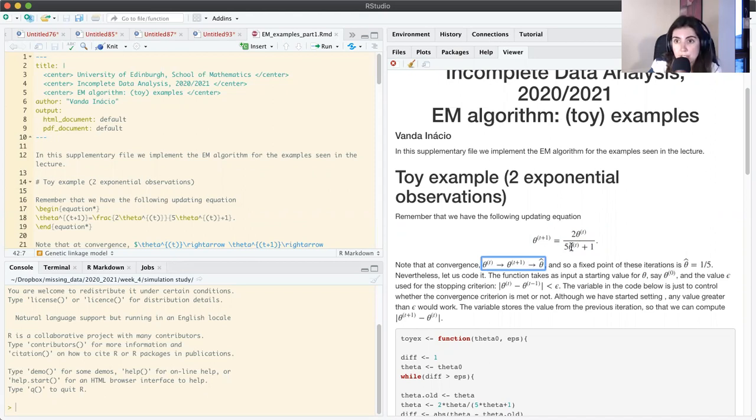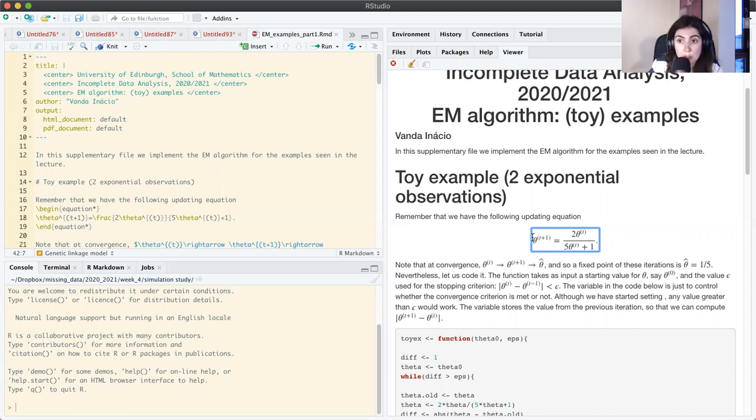And just an aside comment, we know that at convergence theta t converges to theta t plus 1, that converges to theta hat, say to our final estimate, and this can be shown just doing the calculations, replacing here theta t plus 1 and theta t by theta hat. This can be shown to be 1 over 5.